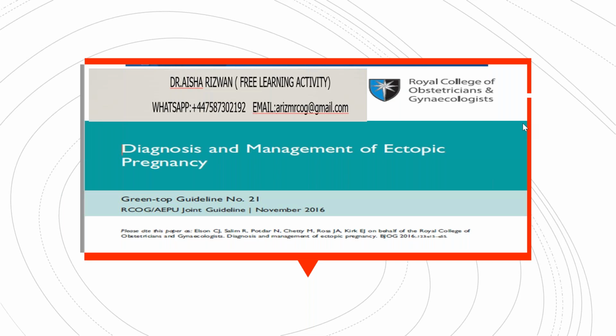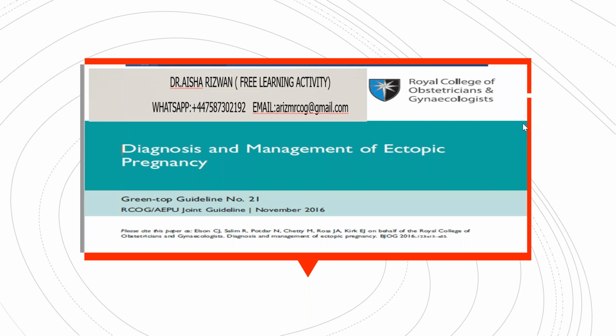It can also be given in multiple dose regimen. Methotrexate is most commonly given as a single intramuscular dose of 50 milligrams per square meter. Then serum beta-HCG level should be tested on day 4 and day 7 after administration of the methotrexate. If the beta-HCG level decreases by more than 15% between day 4 and day 7, then beta-HCG levels are measured weekly until less than 15 international units per liter.